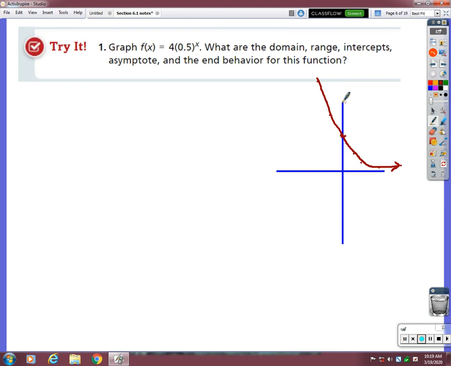So here's the graph for that. Which means I'm not going to write it all out, but the domain, once again, is negative infinity to infinity. The range is 0 to infinity. Remember, we need open brackets around the 0 because it can't equal 0. The y-intercept is 4, this number right here. The x-intercepts don't exist. We have an asymptote once again at y equals 0. And the end behavior for this one is as x approaches infinity, y gets closer to 0, and as x approaches negative infinity, y gets closer to infinity. Okay?